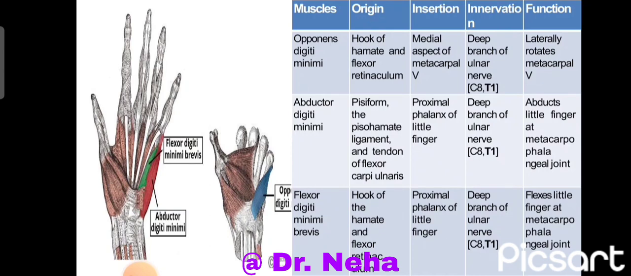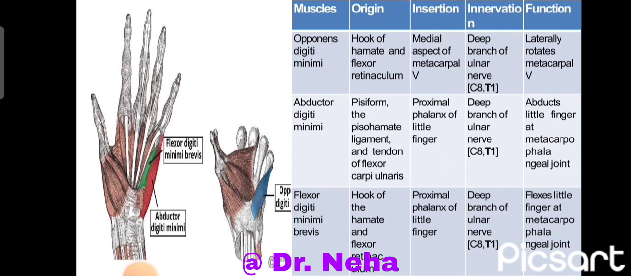Then the second muscle is abductor digiti minimi. It arises from the pisiform bone, pisohamate ligament and the tendon of flexor carpi ulnaris. It is inserting over the proximal phalanx of the little finger and the function is abduction of the little finger at the metacarpophalangeal joint. Then the third muscle is this green muscle, that is flexor digiti minimi brevis.